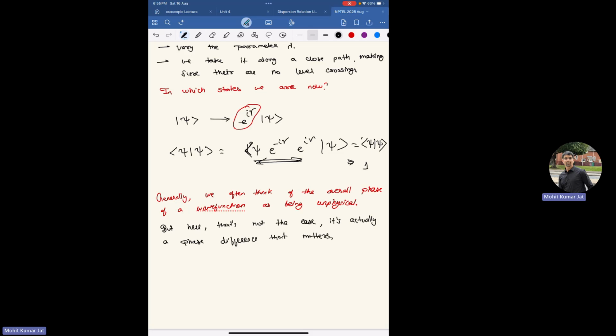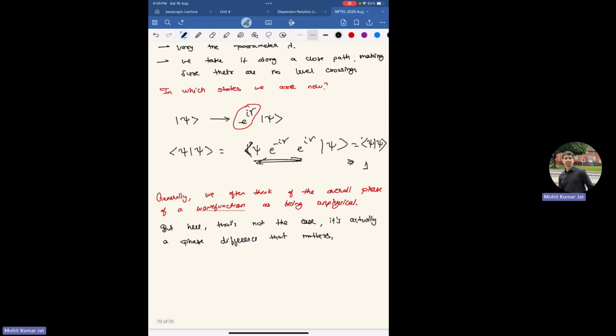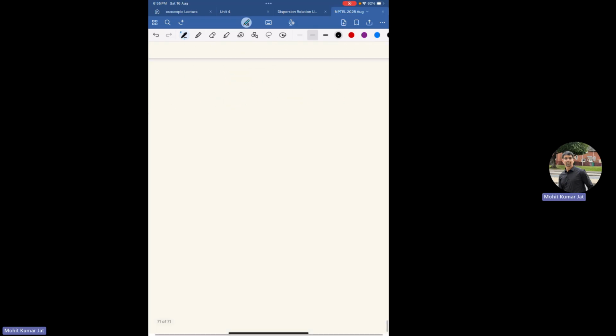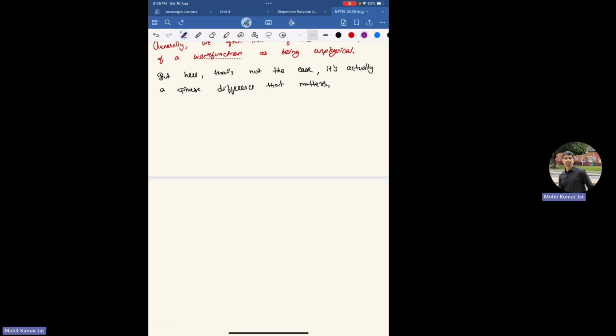For example, we could have started with two states and take only one of them on this journey while leaving the other unchanged. And later we can interfere these two states, and the phase e to the power i gamma would have physical consequences which are measurable, like the Aharonov-Bohm effect. So the question then comes: what is this e to the power i gamma?